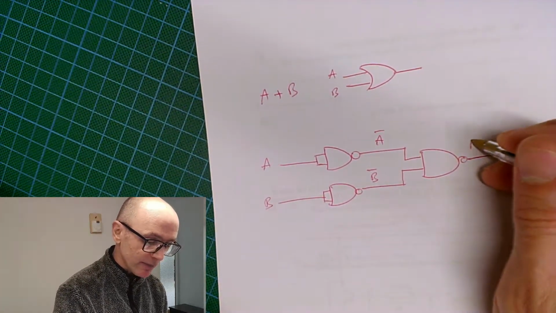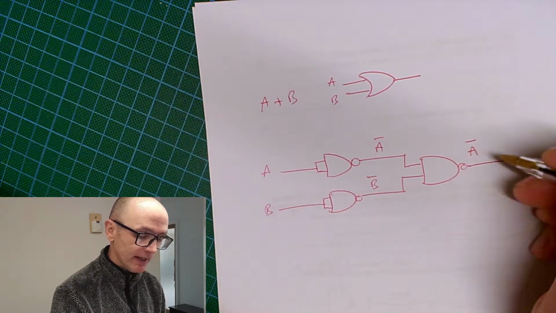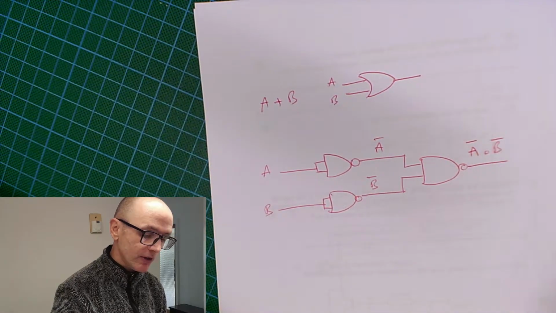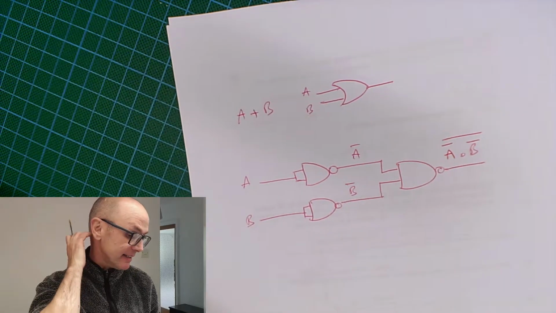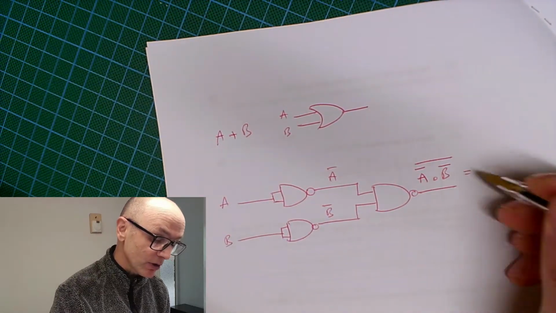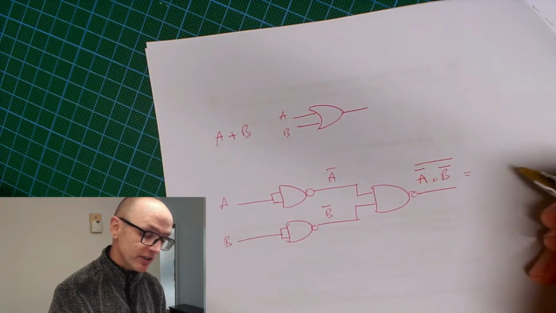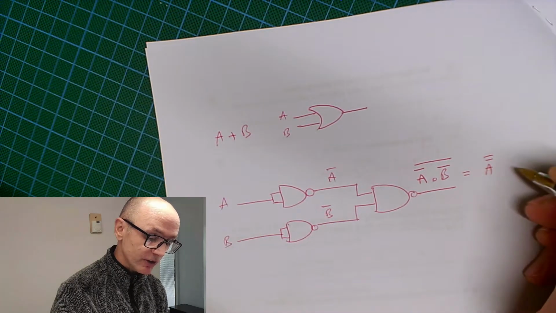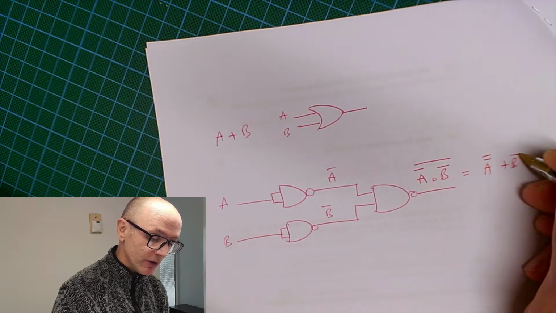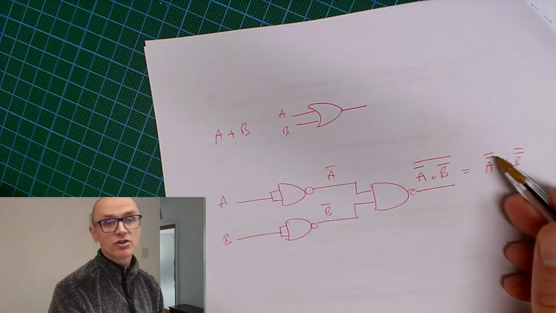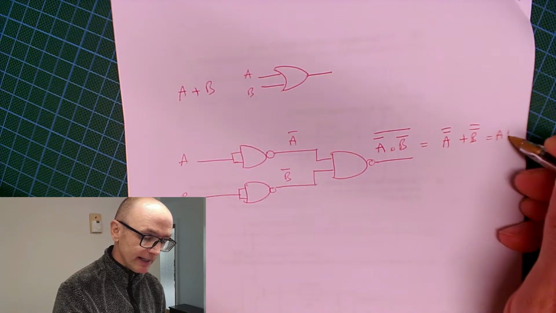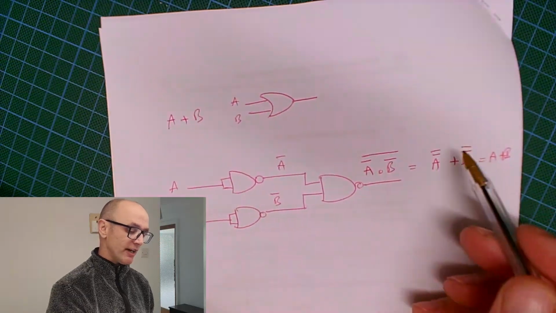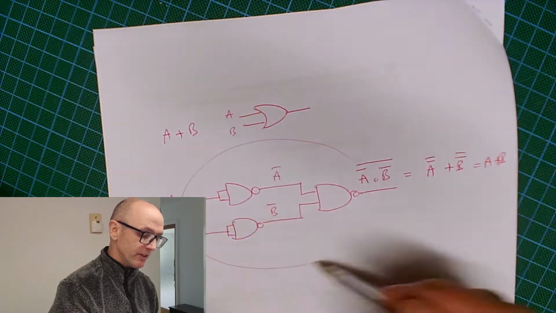So that's now going to be NOT A, NOT B, and then NANDed, because remember that's a NAND gate. Now, if you remember De Morgan's law, we can split the bar, change the sign, which then gives us not A or not B, and the double negatives cancel out, which gives us A or B. Okay, so that is equivalent. These 3 are equivalent to that.